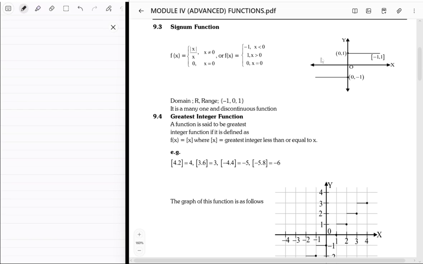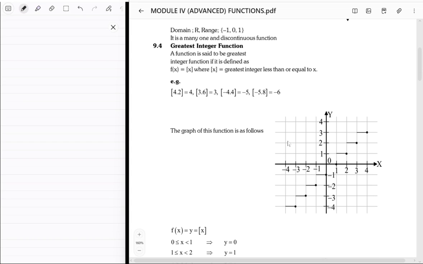Makes sense? Greatest integer function. A function is said to be a greatest integer function if it is defined as f of x is equal to, what is this? Okay. Yeah, I mean, come on, seriously. Just wrote out this. This thing is the greatest integer, right? Okay. Less than or equal to x. Yeah, whatever. So the graph actually represents what this function does.